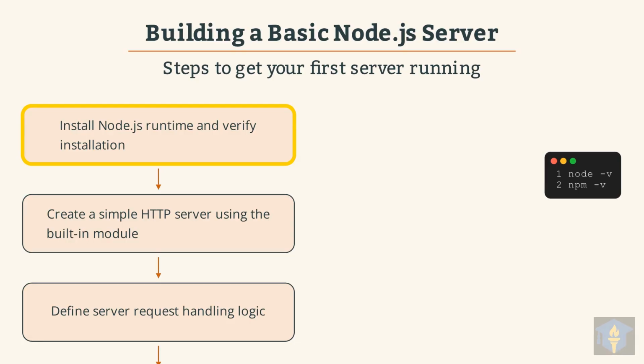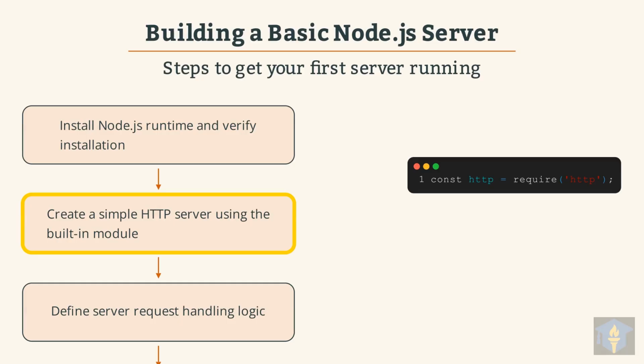You can check your Node.js and NPM versions by typing node -v and npm -v in your terminal. Next, we'll create a simple HTTP server using Node.js's powerful built-in HTTP module. This line imports the HTTP module, giving us the tools to create a web server.